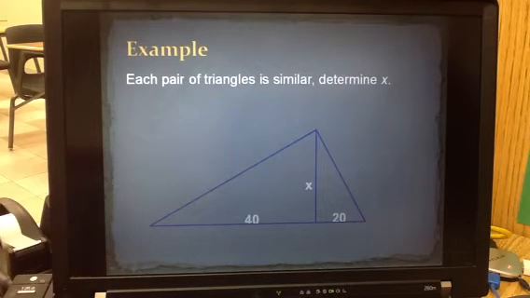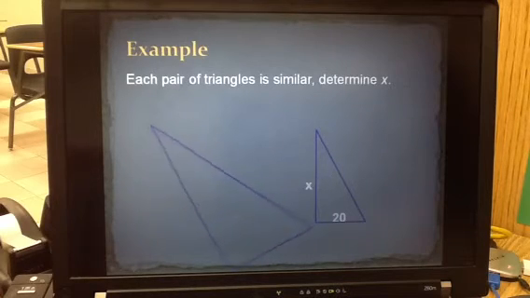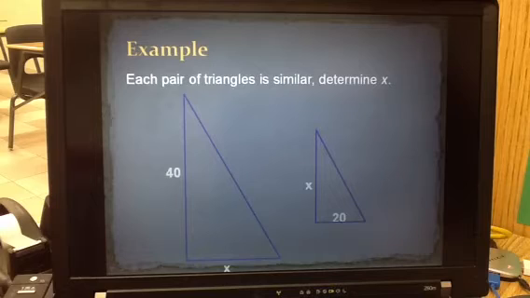Determine x. Well, we just did a whole chapter on similar triangles. So if I were to redraw these so they're sitting side by side, you would set up a proportion. Okay, so 40 over x equals x over 20. Now watch what happens, because I'm trying to prove to you how the geometric mean works. That means that x squared equals 800. So to solve that, you're going to take the square root of both sides. So you take the square root of 800, and x is approximately 28.3.